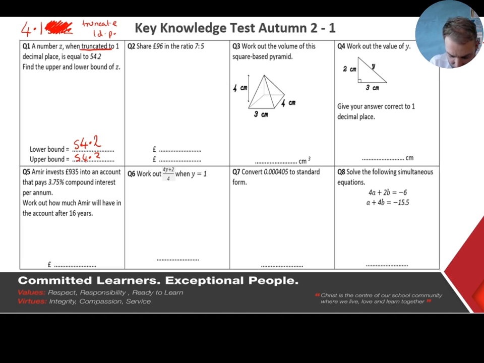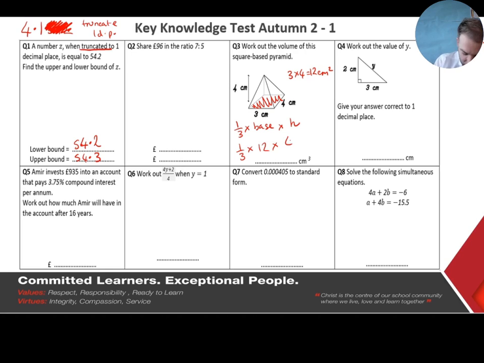Okay. The other one that I just want to quickly talk about is the pyramid one. Just to remind you of the formula for a pyramid: a third times the base times the perpendicular height. I'm just going to put h for now. So you've first of all got to work out the area of that base. In this case, it's going to be 3 times 4 because it's a rectangle. 3 times 4 is equal to 12 centimeters squared because it's area. So it's going to be a third times 12 times the vertical height, which is 4.